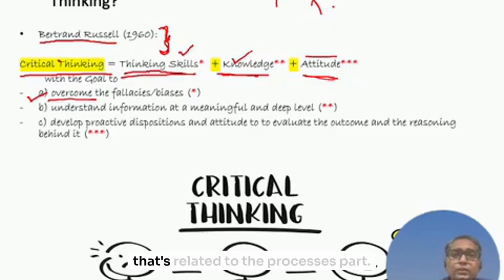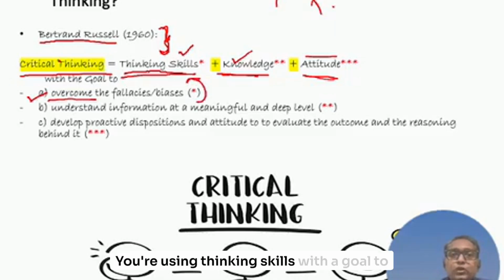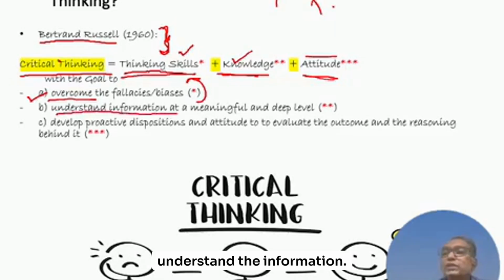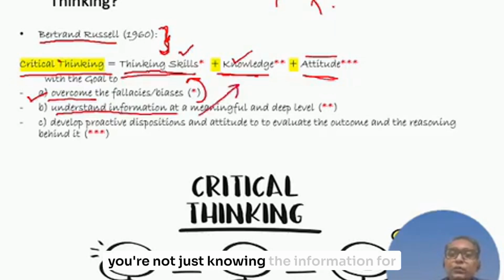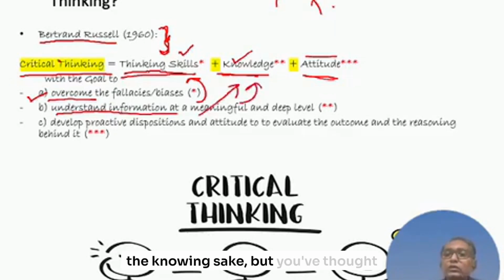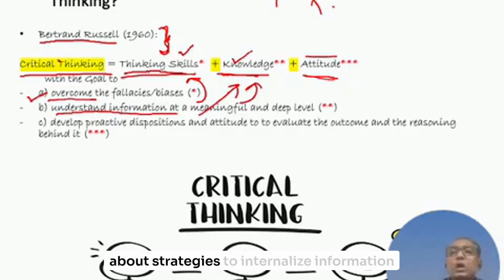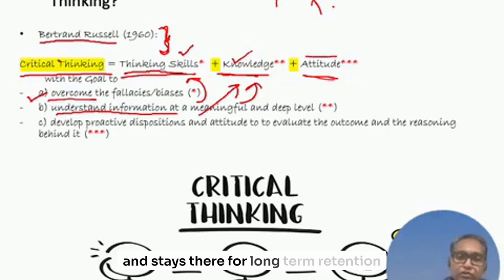And that's related to the processes part, right? You're using thinking skills with a goal to overcome the fallacies related to knowledge. The goal is to understand the information at a deeper and meaningful level. You're not just knowing the information for the knowing's sake, but you have thought thoroughly through the information. We'll talk about strategies to internalize information so it stays there for long-term retention.